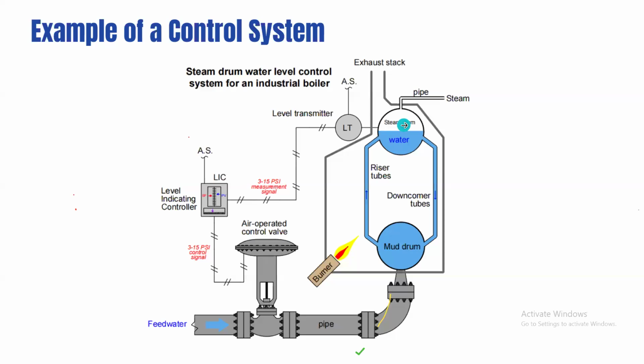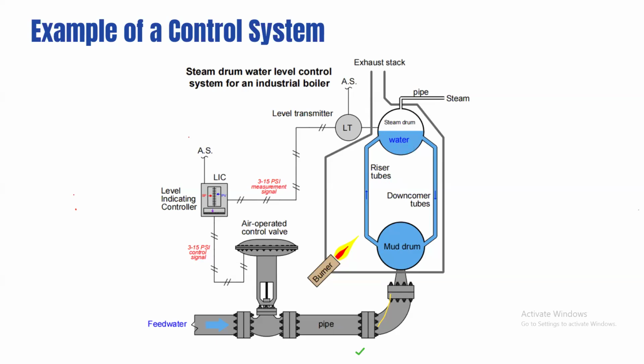If there's too much water, then there's a problem because water droplets will enter the pipe and cause problems downstream on the line. And if there's too little water, then you are not going to generate enough steam, or you might even be running the system dry, which is going to cause all sorts of problems.